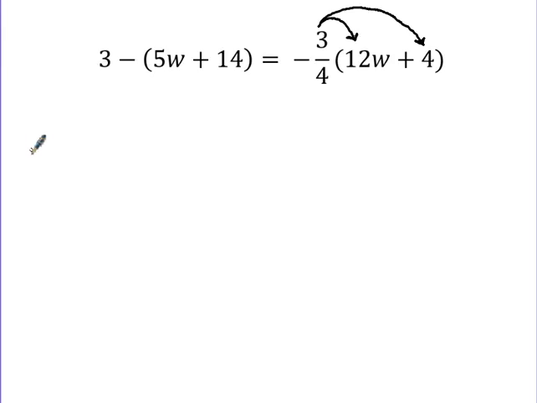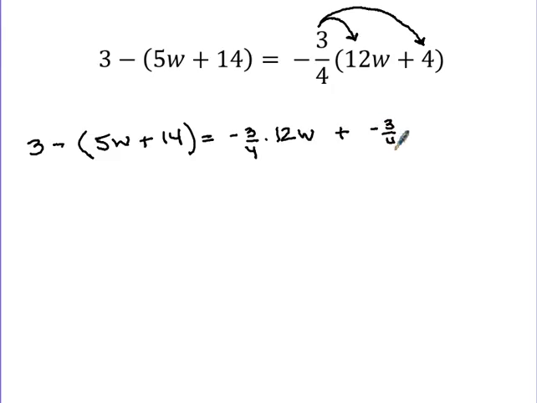The left side of the equation doesn't change. We have 3 minus 5w plus 14 equals negative 3/4 times 12w plus negative 3/4 times 4. All right, so we still have fractions, but we'll take care of those in just a second.